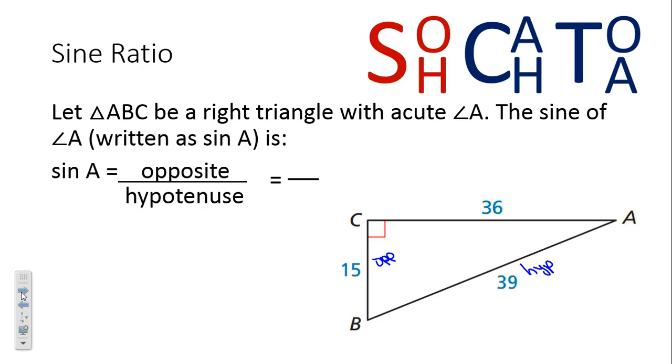15 over 39. And I'm not going to ask you to reduce. Just stop. That's it. You're done. It is simple, as long as you can write SOHCAHTOA and you know which is opposite, adjacent, and hypotenuse. All right, next slide.